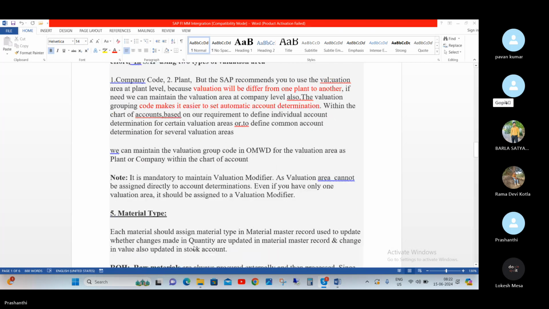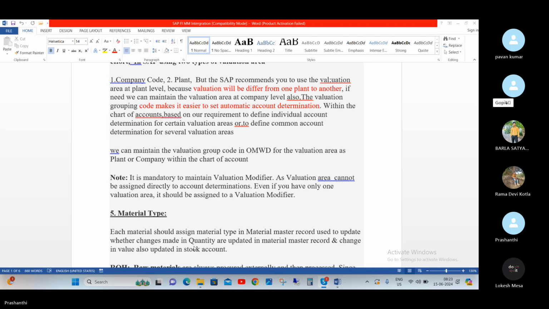The valuation grouping code makes it easier to set automatic account determination within the chart of accounts. Based on our requirement, we can define individual accounts determined for certain valuation areas, or define a common account determination for several valuation areas. We can maintain the valuation grouping code; we discussed all about that at the chart of accounts level.